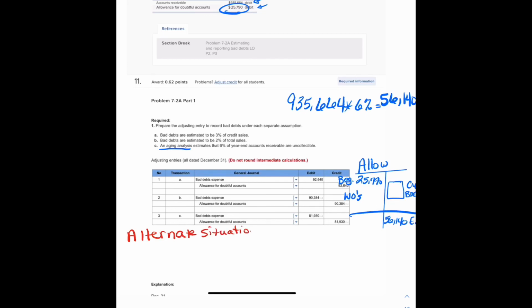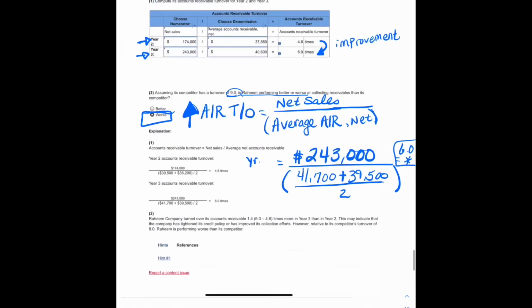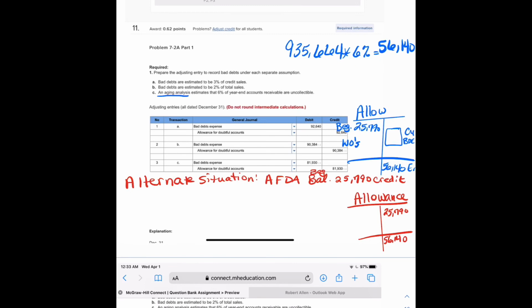And in this alternate situation, my allowance for doubtful accounts will have a beginning balance of $25,790 credit. So it'll be a little different than what we did a second ago. In this case, when I draw out my T account, my allowance will now have that beginning balance on the right side for $25,790, and I still need to get down to this $56,140 as my ending credit balance.